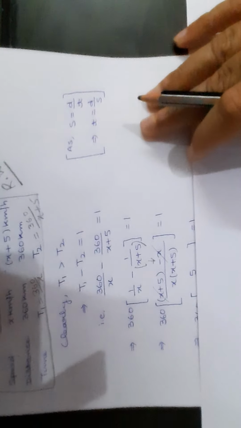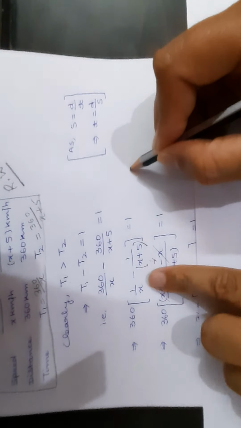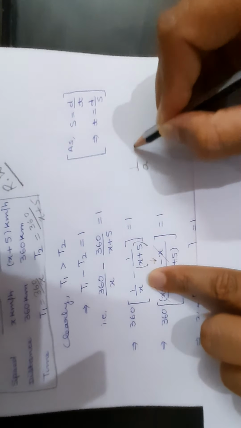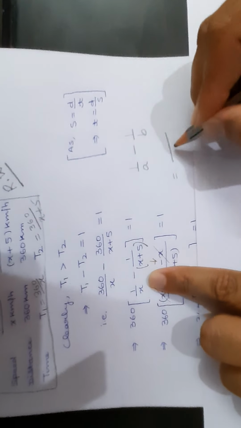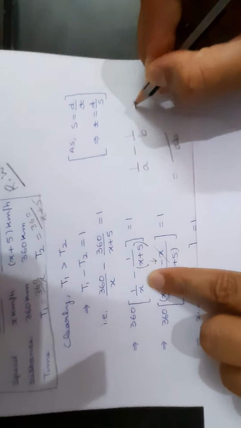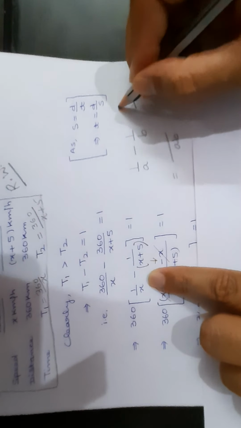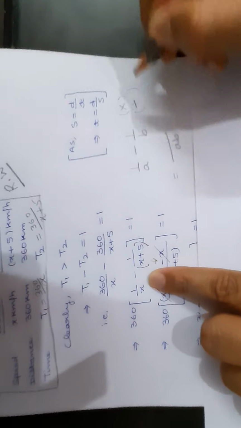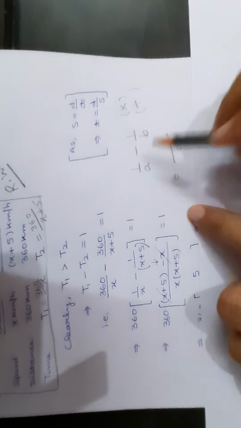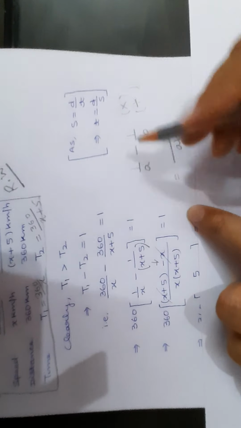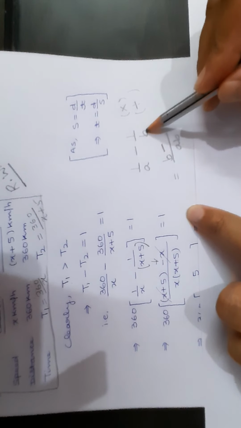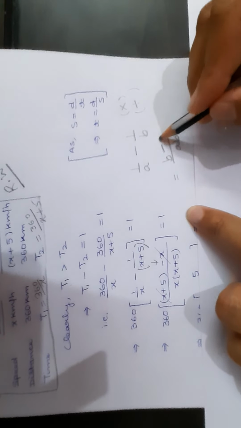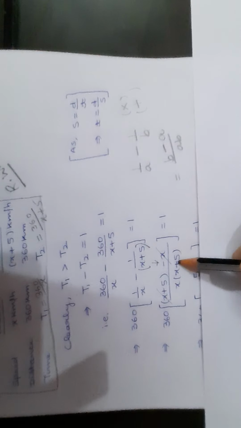I hope you know what I have done here. I am taking the LCM like this. Something like this, LCM is AB. Denominator we divide, numerator we multiply. So AB divided by A gives you B, and B into 1 gives you B. AB divided by B gives you A, and A into 1 gives you A. That is what we have done here.